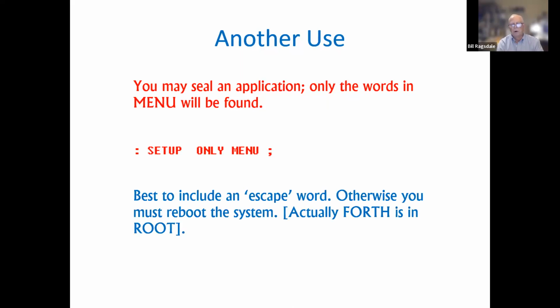It's good to have an escape word. If you have a sealed vocabulary, you need a way to get out of it, otherwise you have to reboot the system. Now, actually, forth is in the root, so you can get out of a sealed word list by using the word root. We did an application for a chain of food stores, and to be able to do remote servicing on it, the store personnel only had access to a sealed vocabulary. But if you hit something like an escape sequence, this would break you out of the compiled program, get you back into forth, and now you can do diagnostic work.